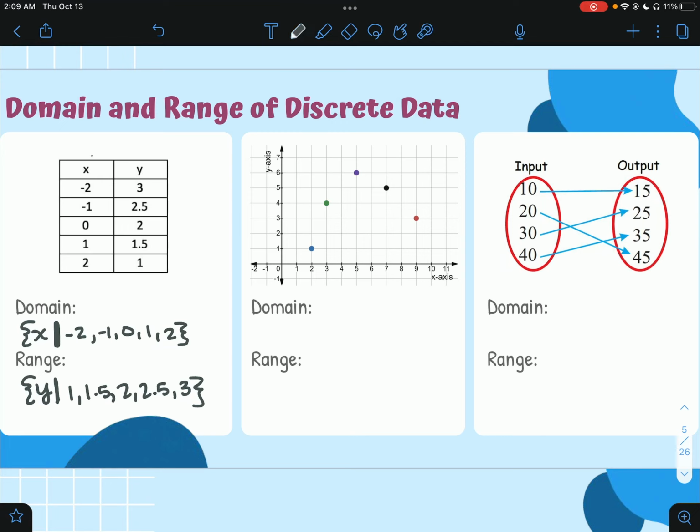Take a second. Go ahead. I want you to try to list the domain and range values of our second one, of that scatter plot. All right. We would then check your work. We'd say the domain of X, the X value of this blue dot is 2. The X value of this green dot is 3. The X value of this purple is 5. Black is 7. Our reddish orange color is 9.